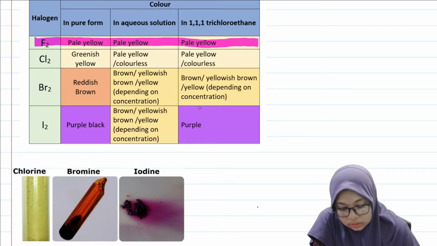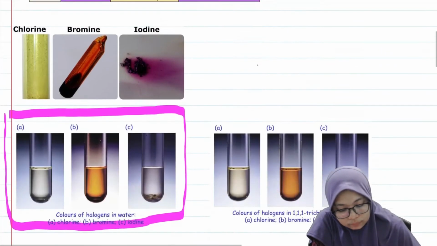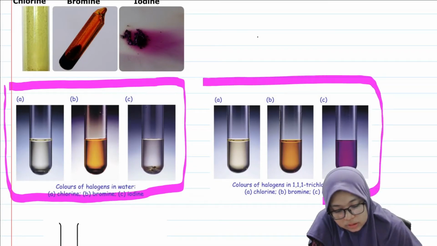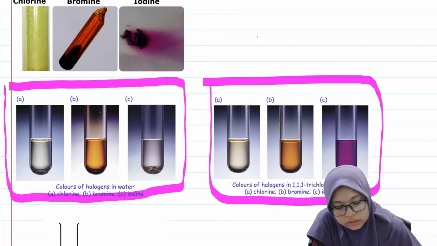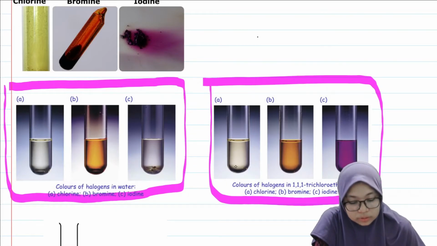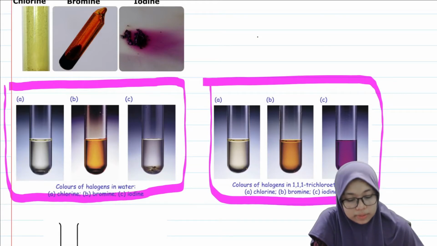But iodine will exist in purple color in 1,1,1-trichloroethane. If we look at the diagram here, you'll see that the difference in the color of chlorine, bromine and iodine is quite obvious. Chlorine is pale yellow, bromine is brown or yellowish brown, but for iodine you'll get the purple color.